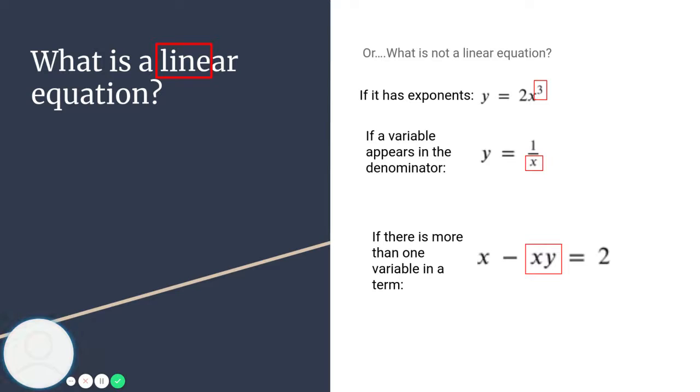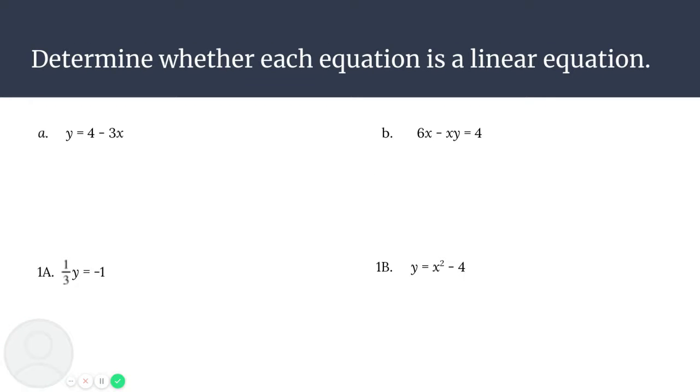So let's take a look at some examples. We're going to start with example A, y equals 4 minus 3x. So I go through my checklist. Do I see any exponents? I don't see anything as a superscript up in the upper right-hand corner, so we're good there. Do I have a variable in the denominator? There are no fraction bars, so there's definitely not a variable in the denominator. And the last one, do I have more than one variable in a term? Each term either has one letter or it's a number and a letter, so we are good there. So that will make this equation linear.